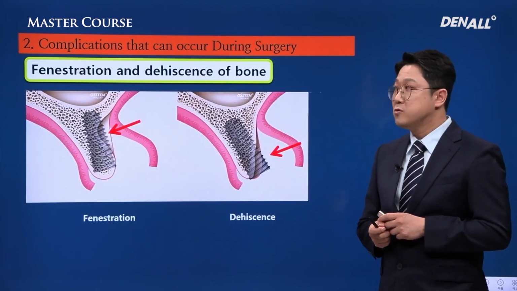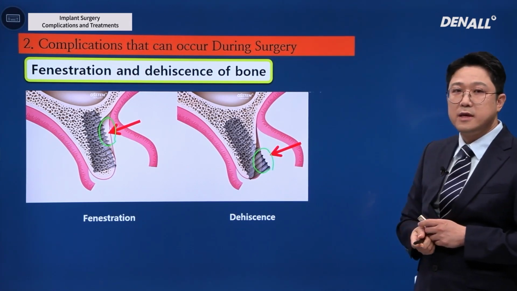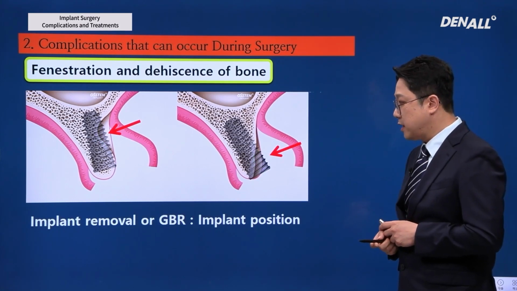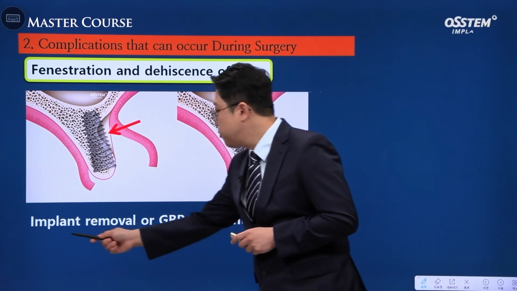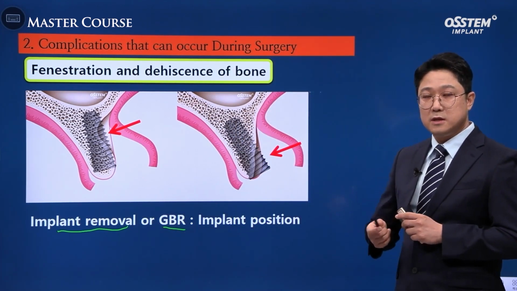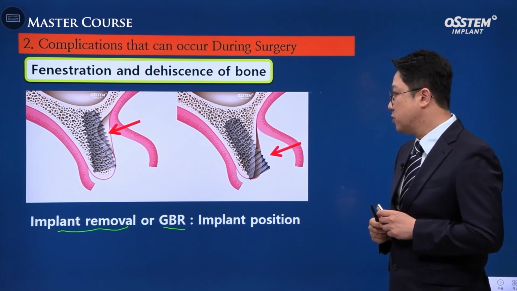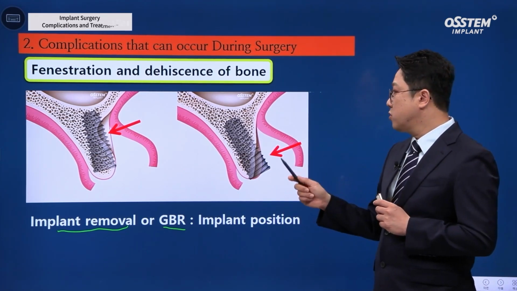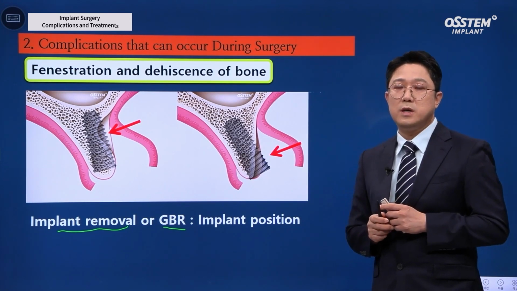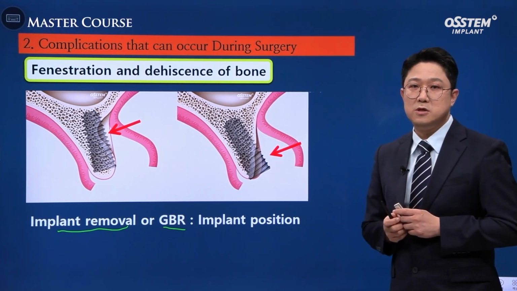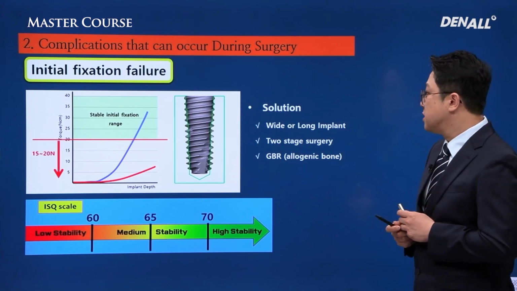When you do surgery, there can be fenestration or dehiscence. There are a few methods, two methods to respond to this. First is to do GBR to restore this area or to remove the implant, and to change the position of the implant. If implant placement is not easy, you can do surgery later after closing the site. Regardless of the decision you make, what is important is that if you observe fenestration or dehiscence, you need to treat it properly in order to increase the success rate of the implant. Also, primary stability may be an issue in implant placement.